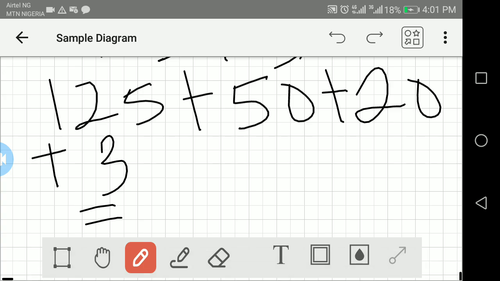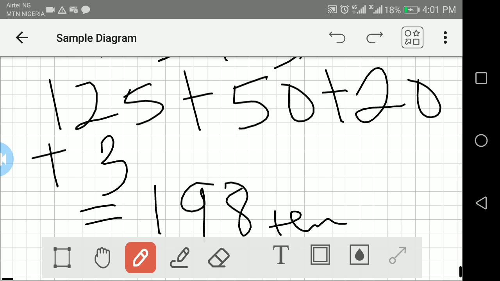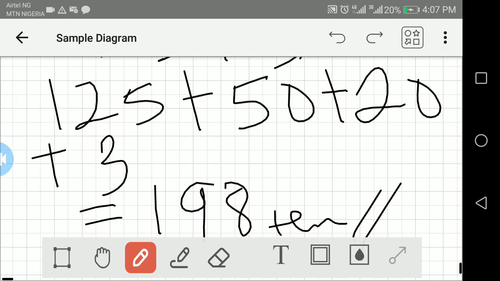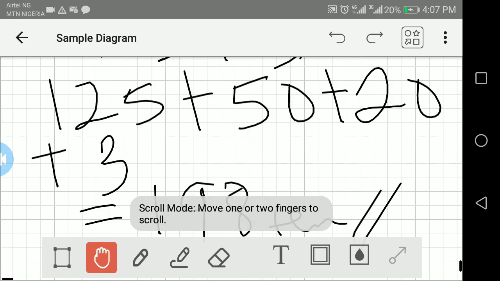So it is equal to 198, and this number is in base 10. That's what I'm converting to base 10. So that is your answer. So that's basically it on expansion of number bases. That's how to carry out conversion from other bases to base 10.